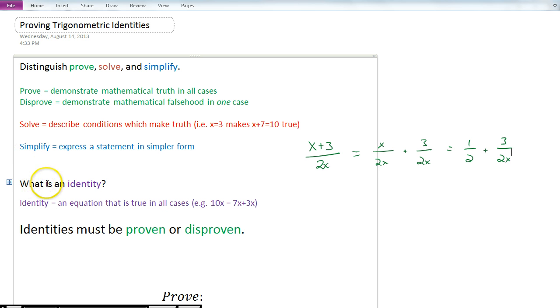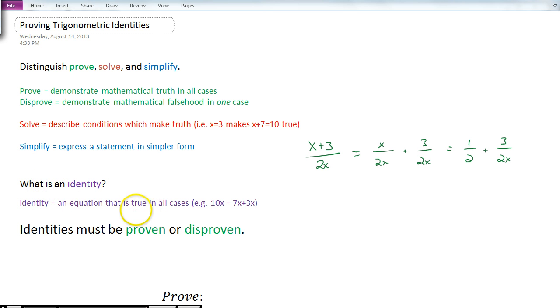Okay, and then finally, what is an identity? Well, an identity is an equation that's always true. So for example, 10x is equal to 7x plus 3x. That statement's true for all values of x. You cannot think of a value of x that doesn't make that statement true, which makes that equation an identity. The solutions for this equation are all x. So there's no special condition that you need to describe to make the statement true. It's an identity.